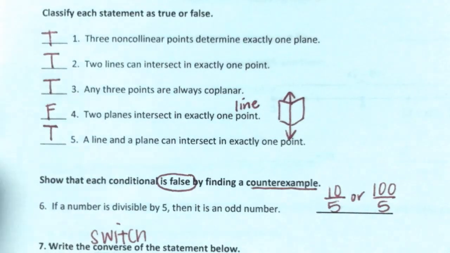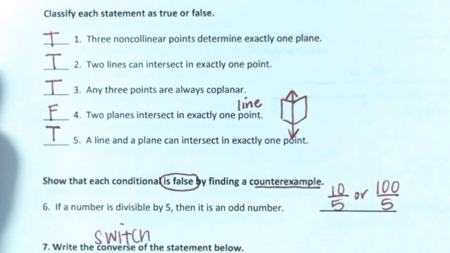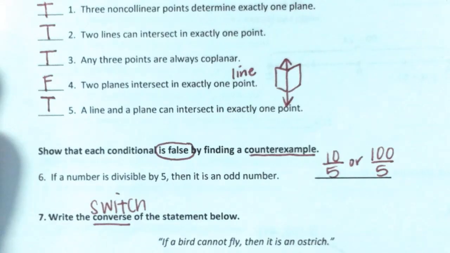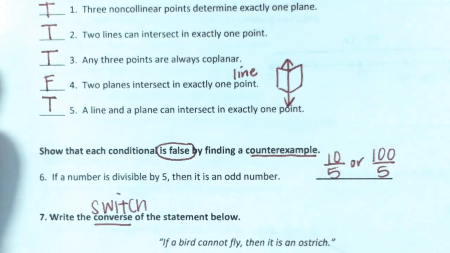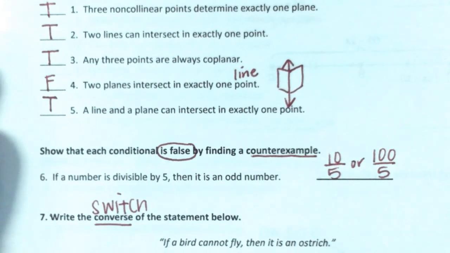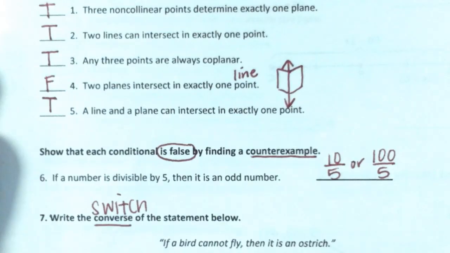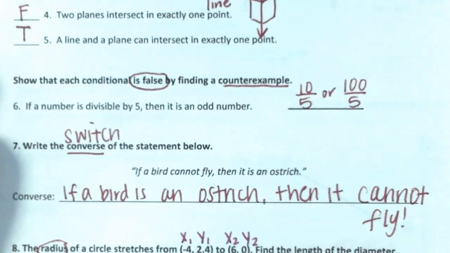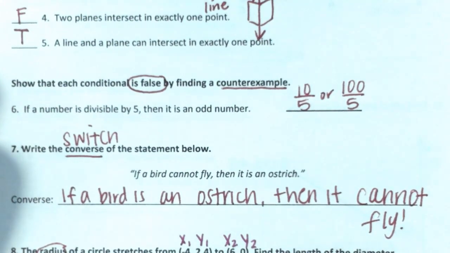Okay? And also remember, converse means switch. So if you are going to switch, if a bird cannot fly, then it is an ostrich. Remember, after the word if should never be it. So when you switch them, what are you going to say? If a bird is an ostrich, then it cannot fly. Perfect. Any questions on 1 through 6?